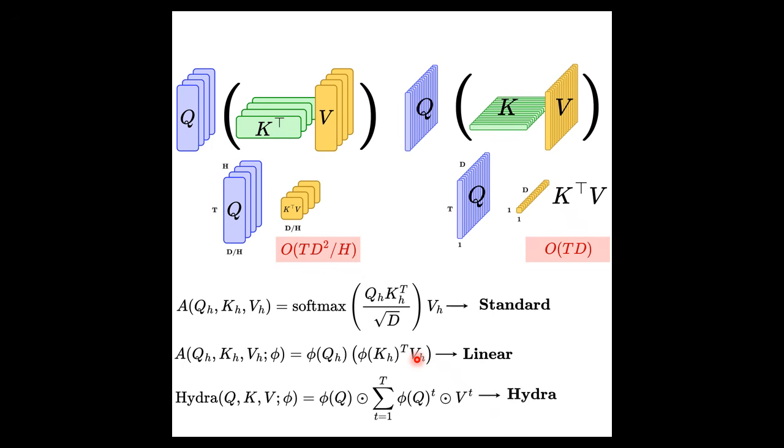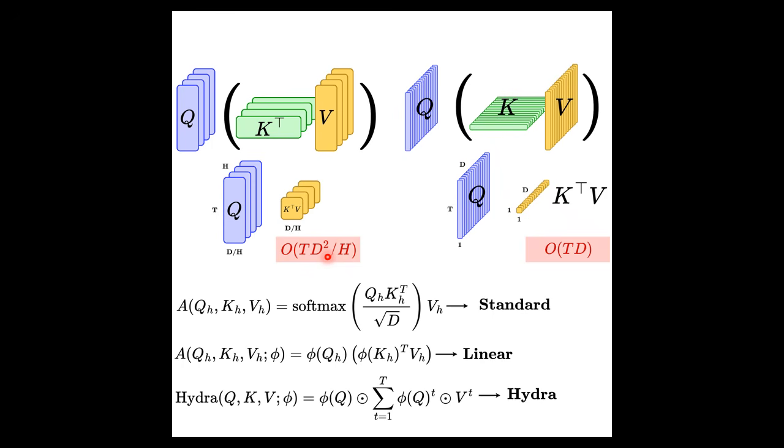But there's still an issue. The computation is now proportional to T times D squared. So while it's linear in tokens, it's still quadratic in feature dimension. If D is large, this is still expensive. So linear attention solves half the problem.